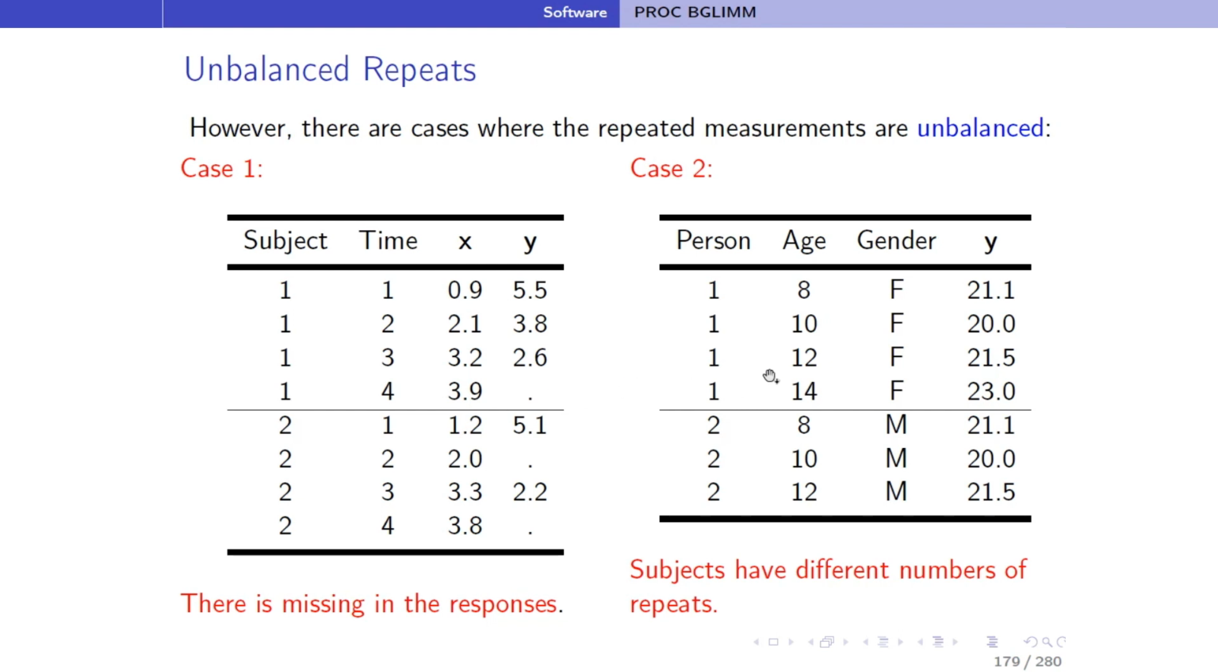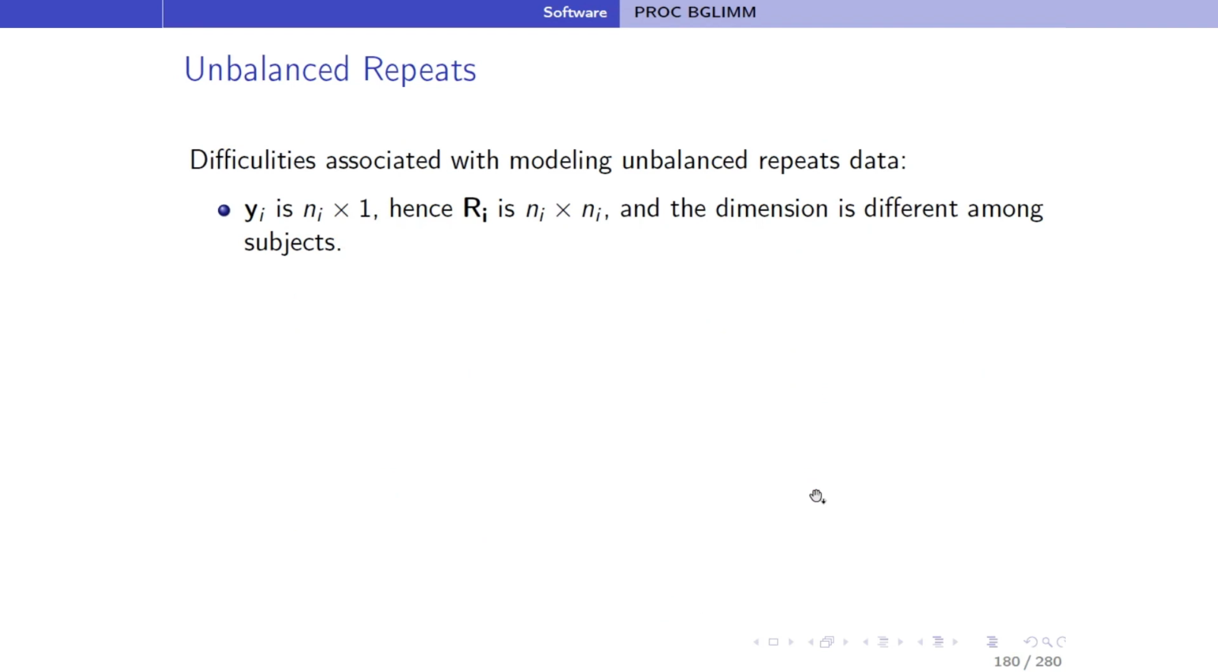However, it doesn't always have to be the case. In the second case on the right, person 1 had measurements at ages 8, 10, 12, and 14, and had a response measure, but person 2 is missing a measure from age 14. So they have different numbers of repeats. So there are two different things.